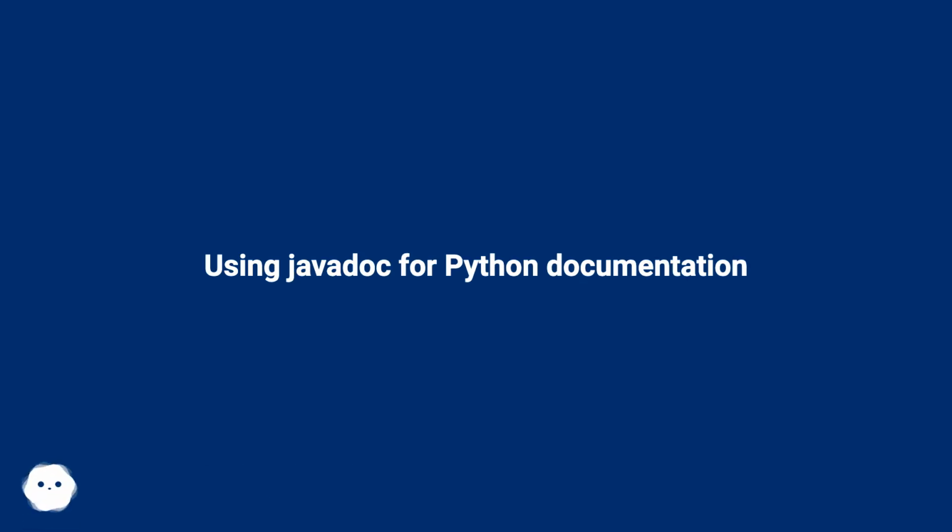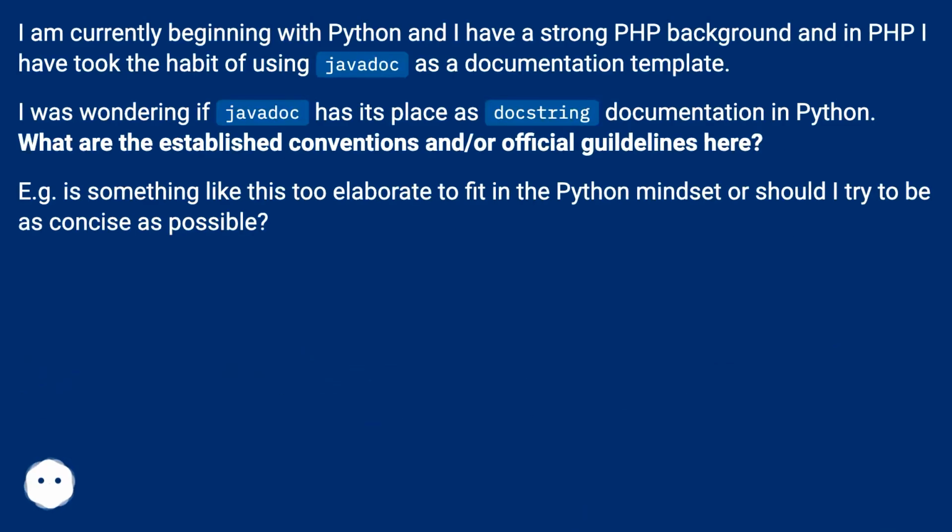Using Javadoc for Python documentation. I am currently beginning with Python and I have a strong PHP background, and in PHP I have taken the habit of using Javadoc as a documentation template. I was wondering if Javadoc has its place as docstring documentation in Python.